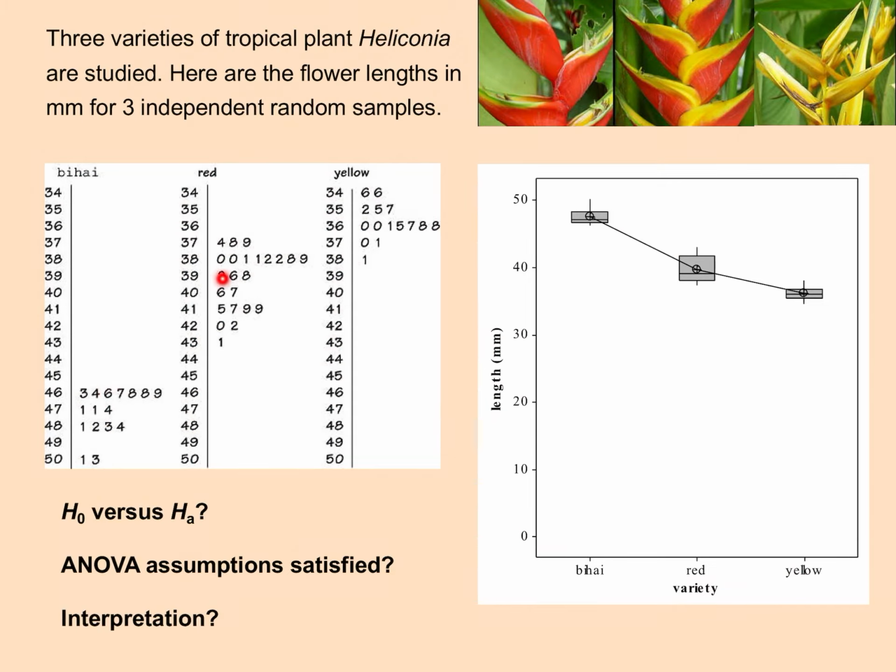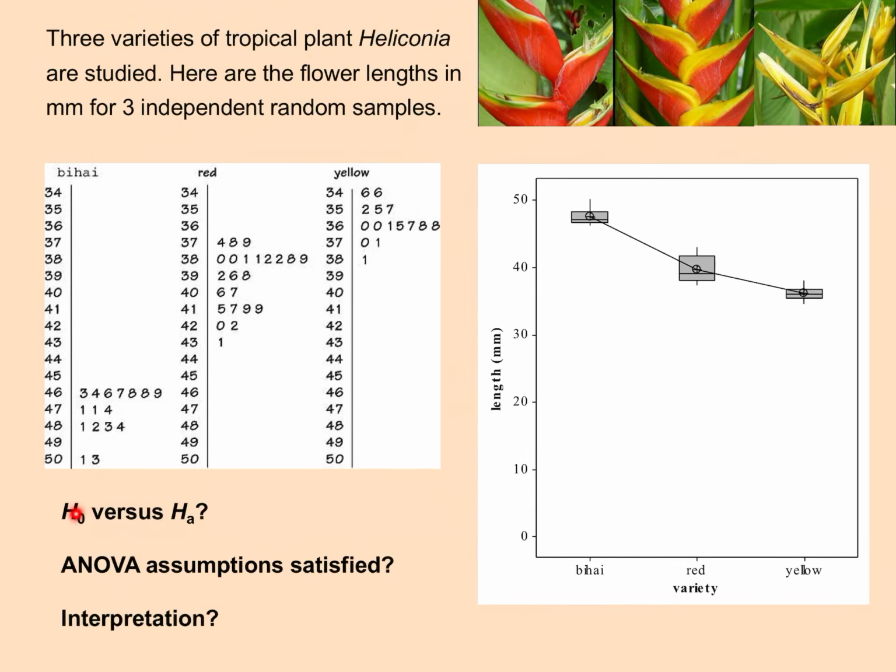And here are the flower lengths in millimeters for 3 independent random samples. So first sample here, second sample there, third sample there. So Baha'i, red, and yellow are different varieties of this plant. And they want to know, do these plants have significantly different flower lengths?